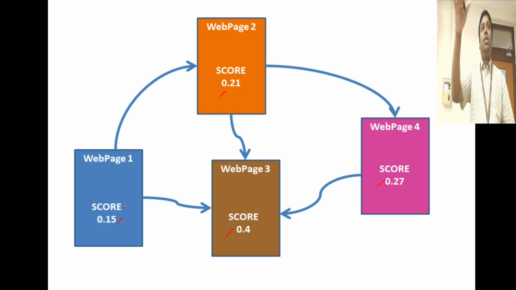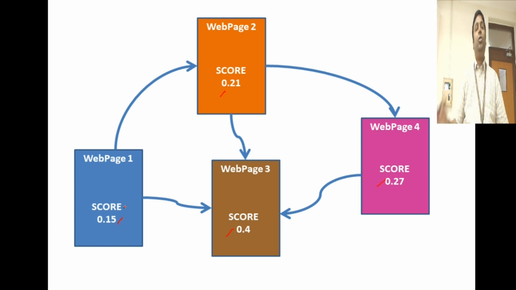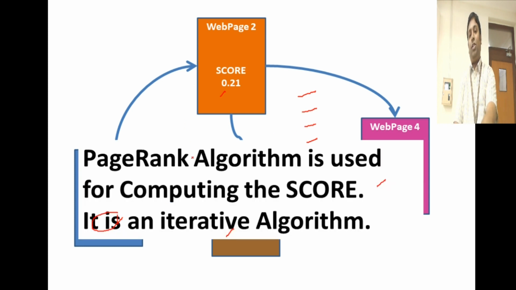When a user searches for a particular topic, if I have all these web pages mapped to the topic, using these scores, I can just put web page 3 on the top. Next comes web page 4, web page 2, and web page 1. So now the thing is, we need to compute these scores. How to compute these scores? For that, we are going to use an algorithm. That is the PageRank algorithm. And it is an iterative algorithm.